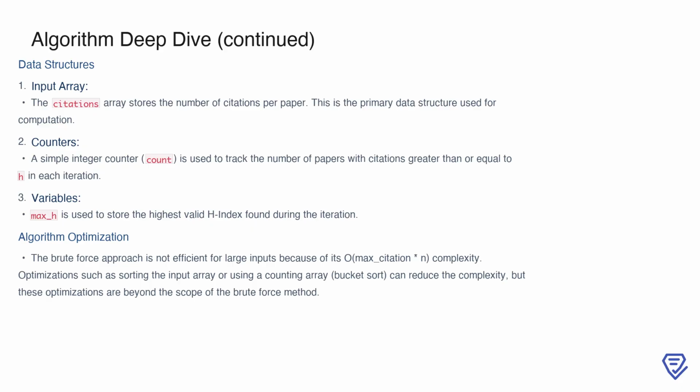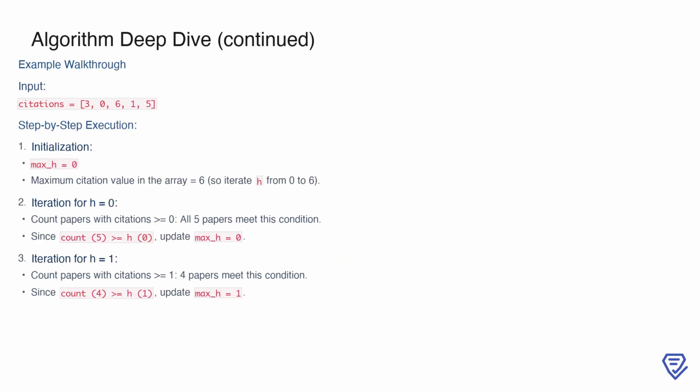While these optimizations are valuable, the current focus remains on understanding the brute force method step by step. Let's walk through an example to see how the algorithm works in practice. Suppose the input array is citations equals 3, 0, 6, 1, 5. First, we initialize max_h to 0. The maximum citation value in the array is 6, so we iterate over h values from 0 to 6.